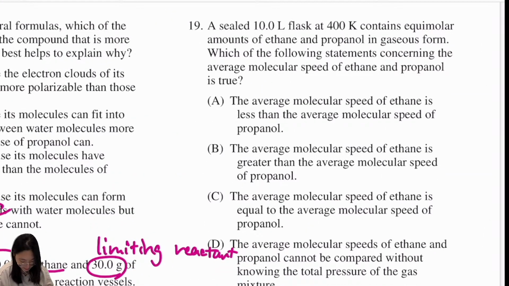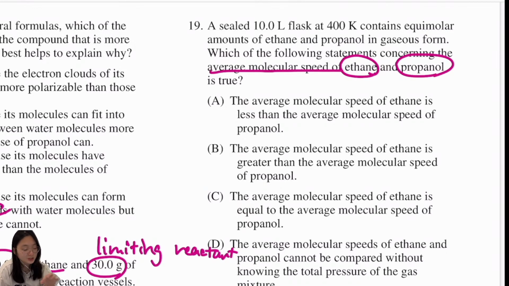A sealed 10 liters flask at 400 Kelvin contains equal molar amounts of ethane and propanol in gaseous form. Which of the following statements concerning the average molecular speed of ethane and propanol is true? Okay, so it's about the average molecular speed and then about ethane and propanol.